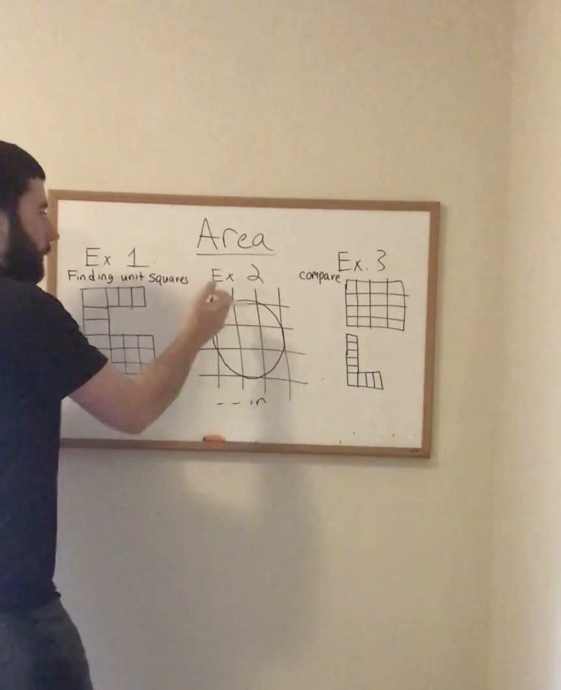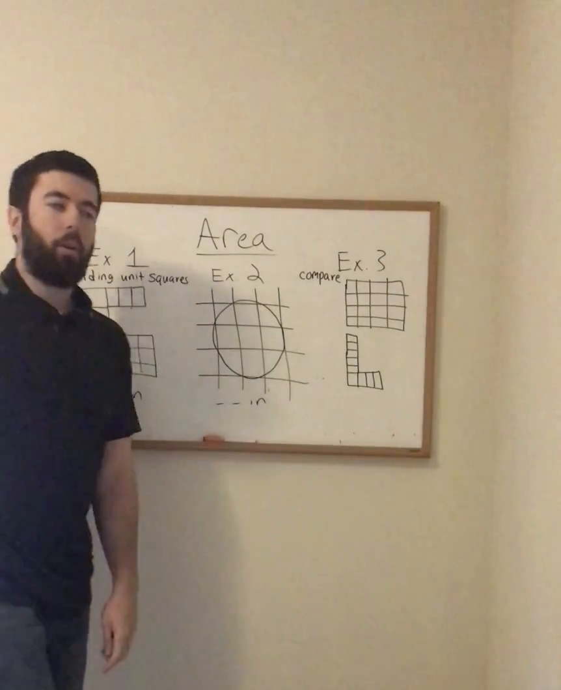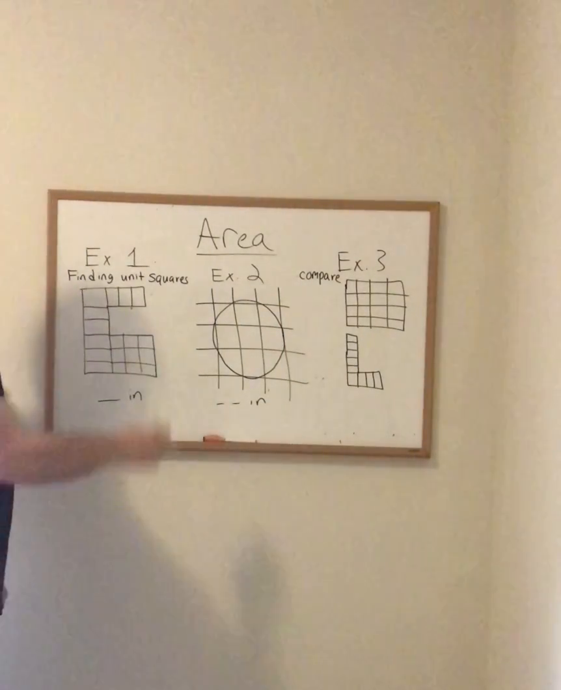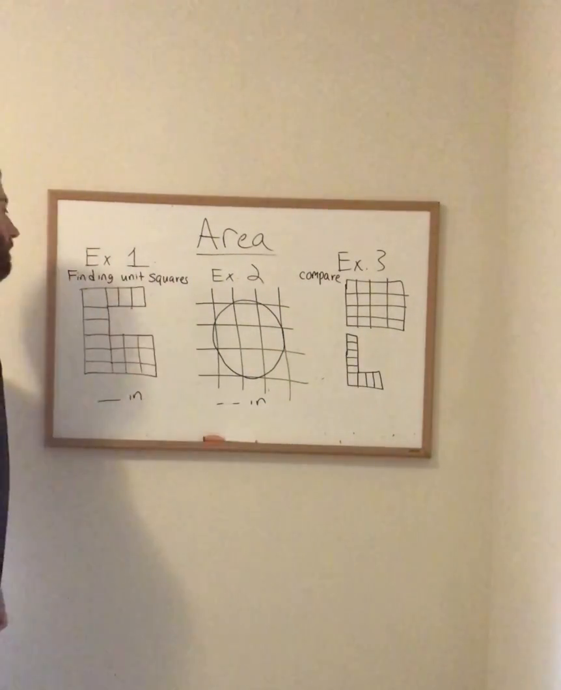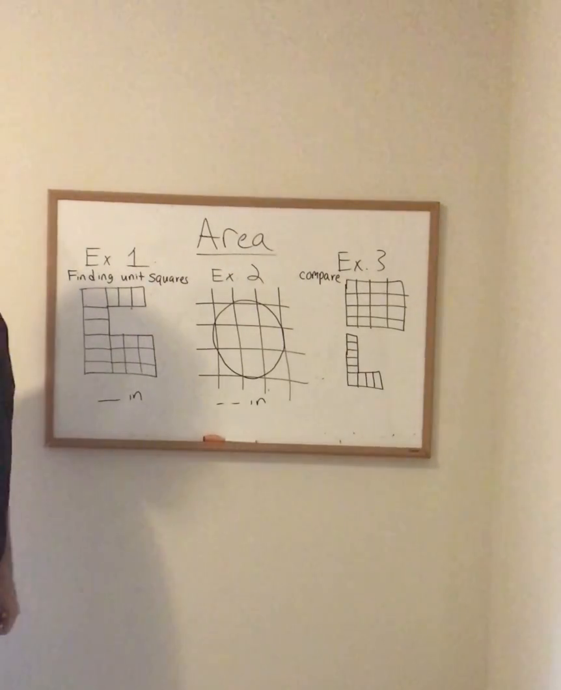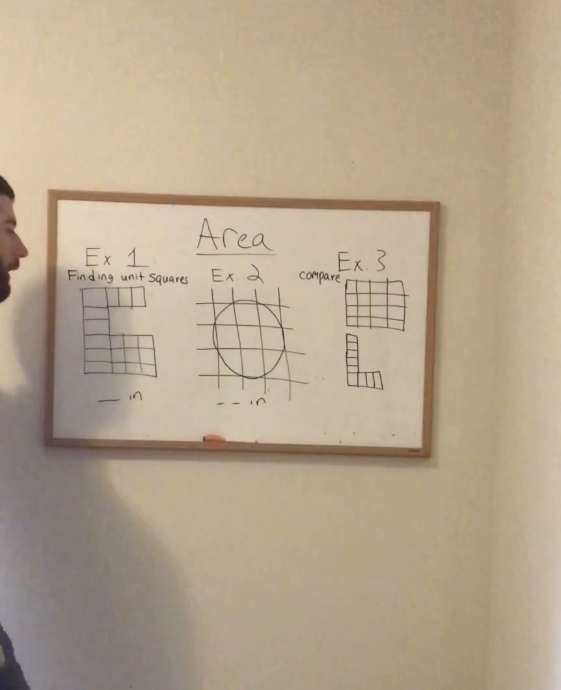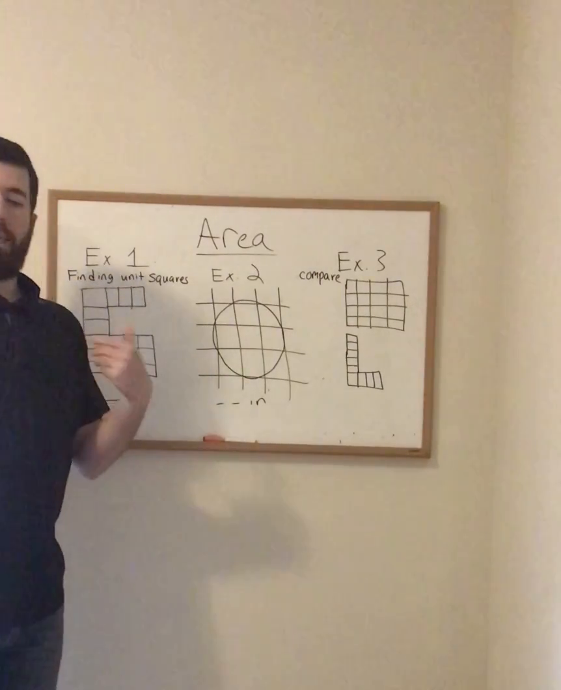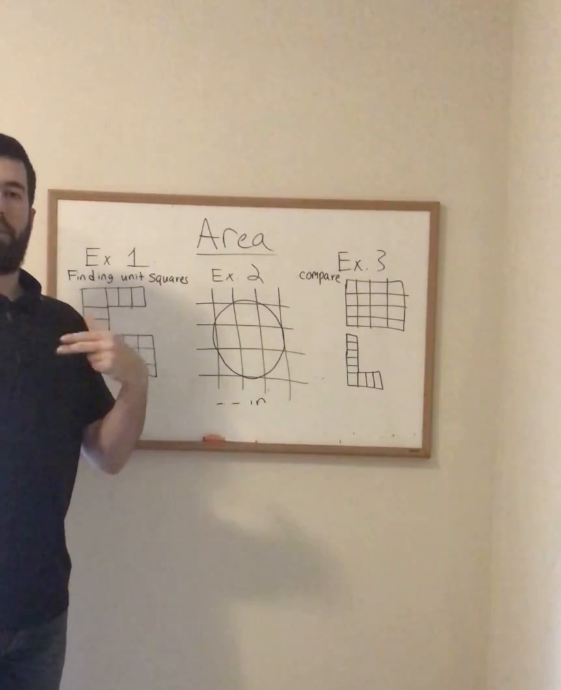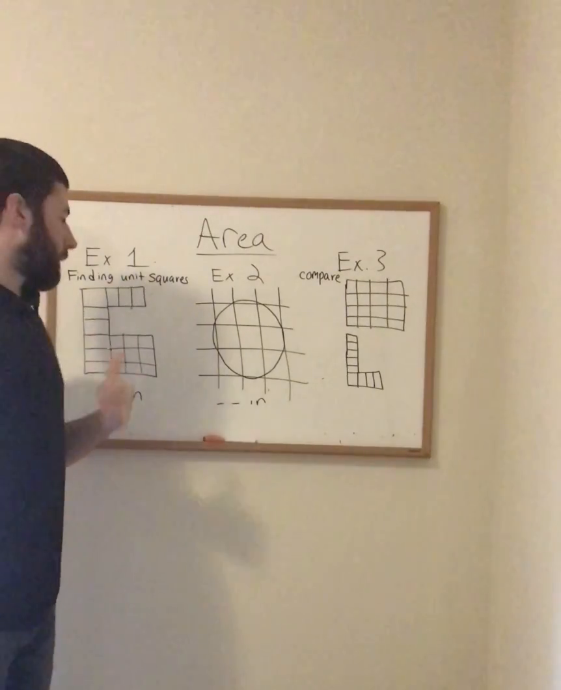So I have three examples for you that I'm going to go over, and we're going to start with the first one. The first one says finding unit squares. What we have to do is find the area in inches. Now, just because it says inches here, it might change to meters or some different type of measurement. So it's not always going to be inches.